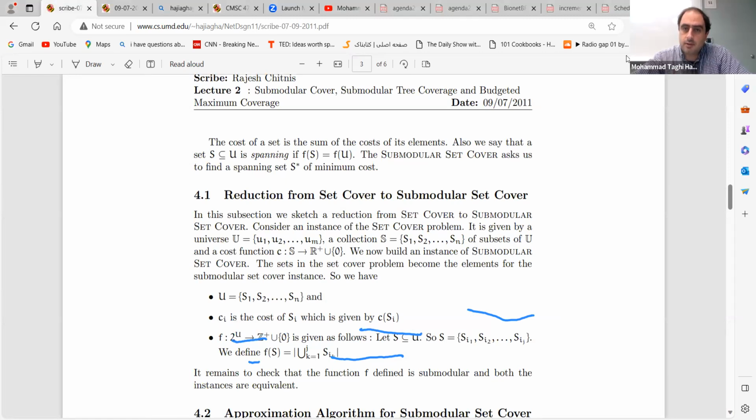Clear everything. And then, good. So let's first say why this problem is actually a generalization of set cover. How can we solve a set cover?